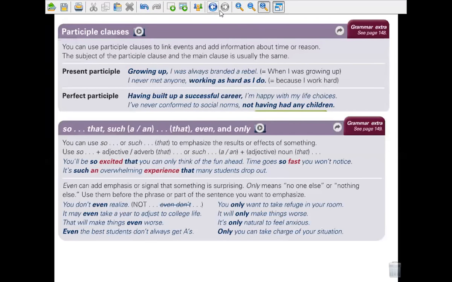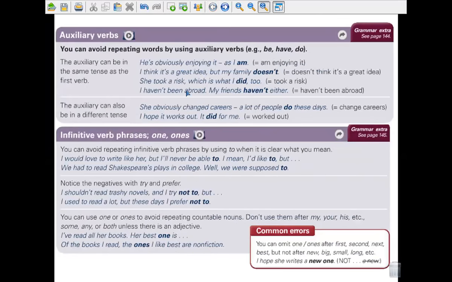Okay. Just to wrap up here, where I could help you when it comes to verbs. Remember auxiliary verbs: use the auxiliary to avoid repeating words. You have to pay attention to the first sentence. Sometimes the auxiliary is different from the one in the original sentence.